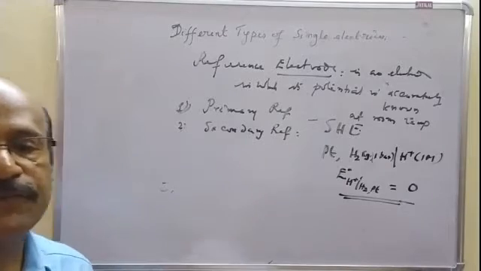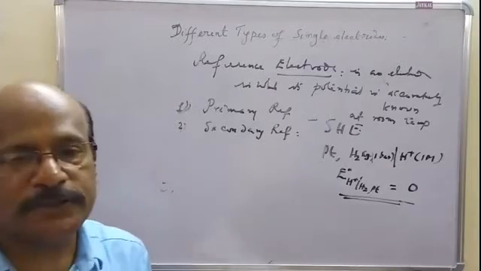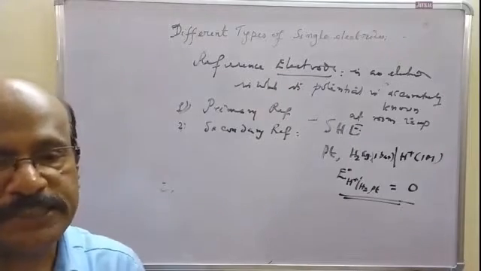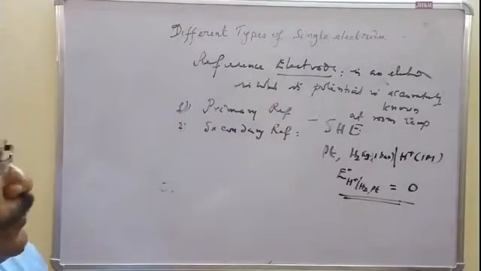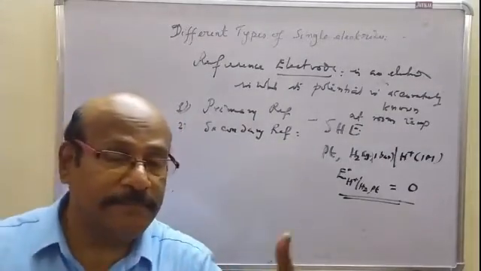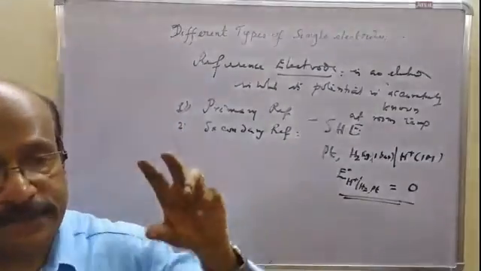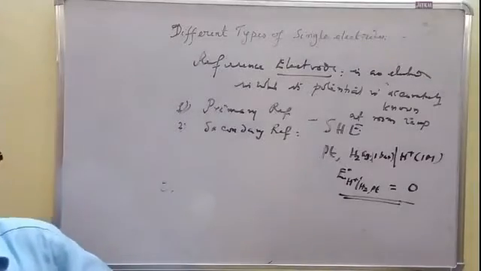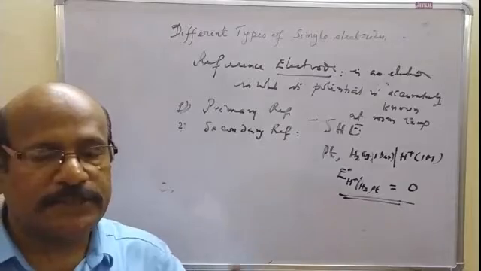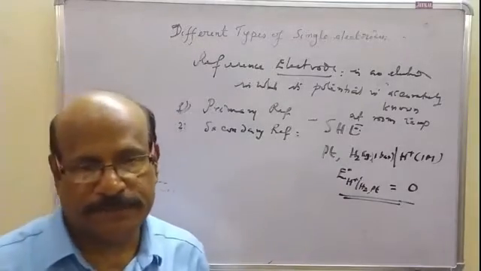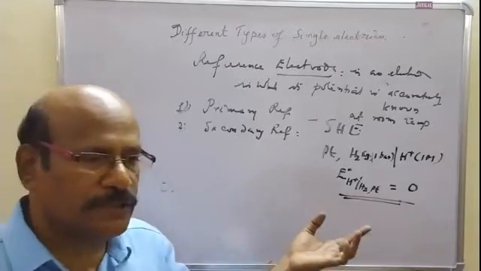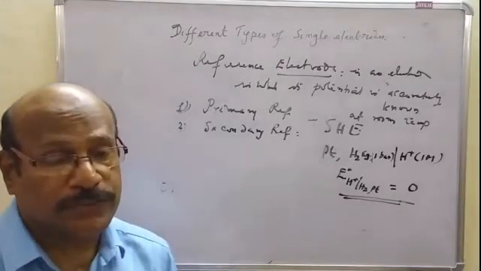It is not handy for routine work because it is very difficult to maintain pure dry hydrogen gas at 1 atmospheric pressure in a vessel. So in routine analysis, because of the practical difficulty in maintaining pure dry hydrogen gas at 1 atmospheric pressure, it is not convenient. Second, its potential gradually changes with respect to time, over a long time.